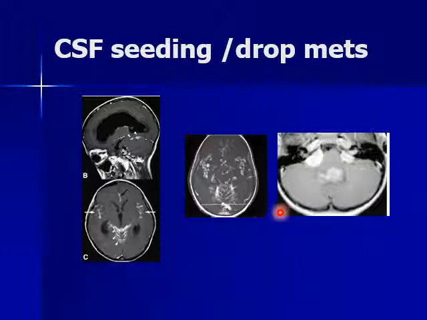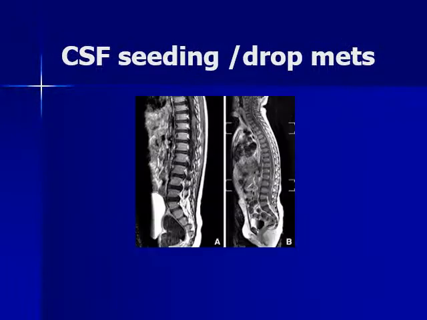CSF seeding. As I've told you, the tumor spreads along CSF. It forms nodules like this on the leptomeninges, or sheet-like enhancement like this on the leptomeningeal surface of the brain. It may form masses like this in the cerebellopontine angle and may extend into the internal auditory canal.